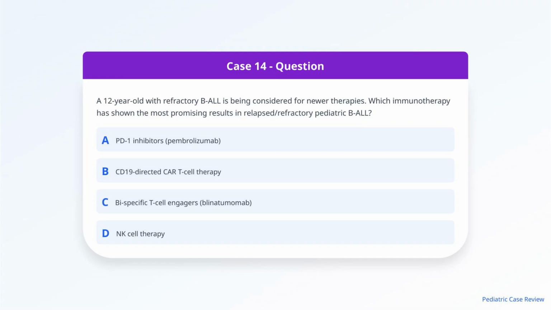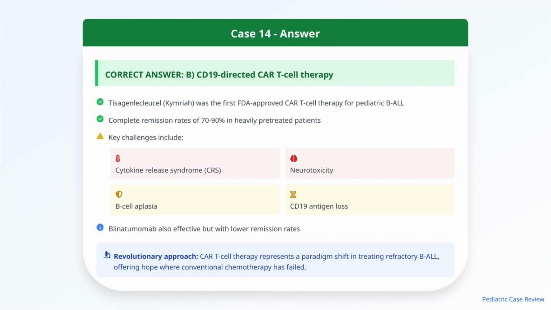For our final case, a 12-year-old with refractory B-cell acute lymphoblastic leukemia is being considered for newer therapies. Which immunotherapy has shown the most promising results in relapsed or refractory pediatric B-cell ALL? A. PD-1 inhibitors like pembrolizumab. B. CD19-directed CAR T-cell therapy. C. Bispecific T-cell engagers like blinatumomab. D. Natural killer cell therapy. The correct answer is B.